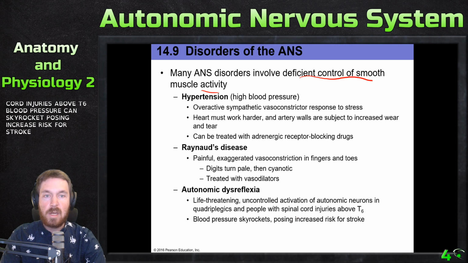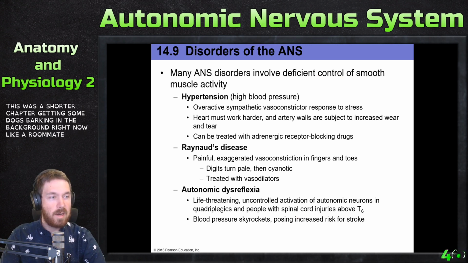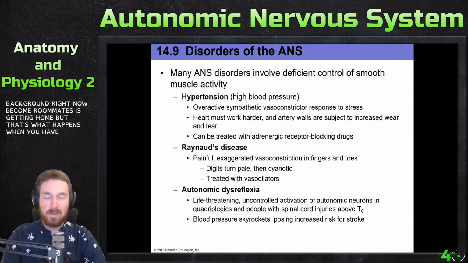So like I said, this was a shorter chapter. Sorry if you're hearing some dogs barking in the background right now. I think our roommate is getting home, but that's what happens when you have to record things from home.